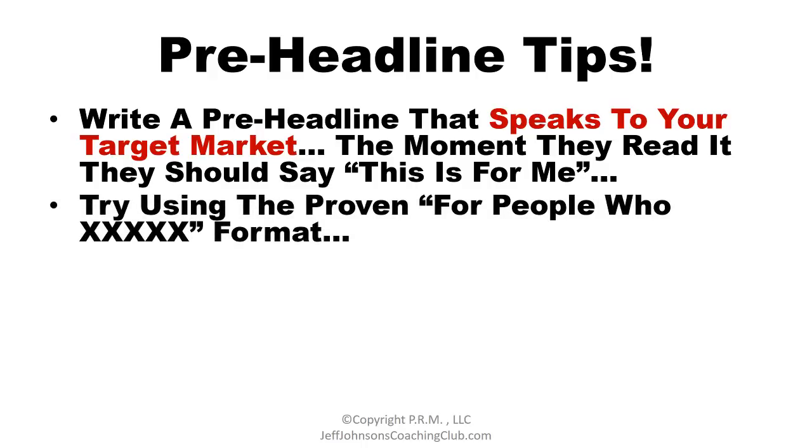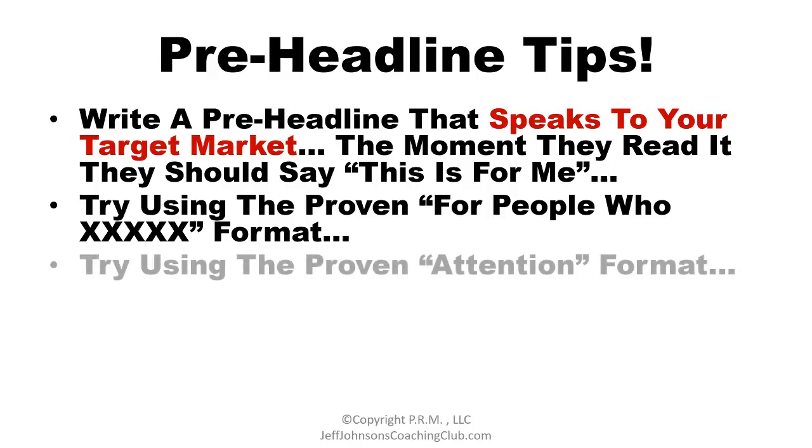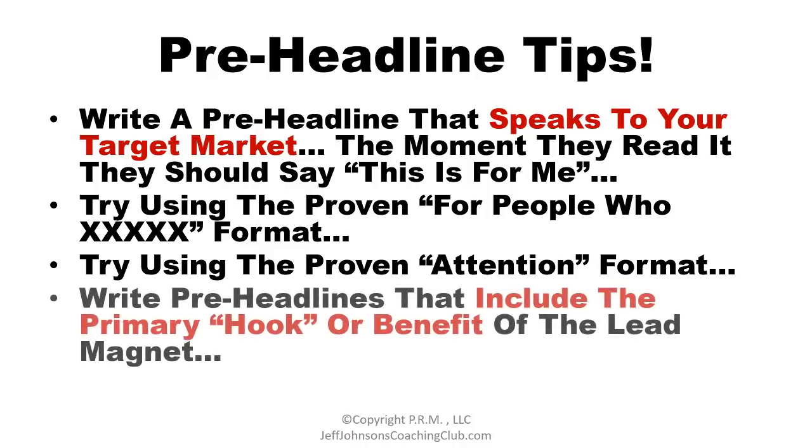You also want to try using proven formats for a pre-headline. So when you find something that works, well, use it again and again. That's what it's all about. So some of the proven formats that we use are the For People Who blank format, as well as the attention format. And I'll show you examples of those in just a few seconds. You also want to write a pre-headline that includes the primary hook or the benefits of the lead magnet. So in one of the earlier tutorials that I shared with you, I taught you how to create the perfect lead magnet. We talked about the importance of designing hooks and benefits into those lead magnets, so then we can take those primary hooks and benefits and we include them in the headlines and the pre-headlines of our opt-in pages. So now you guys are starting to see how this stuff all ties together.